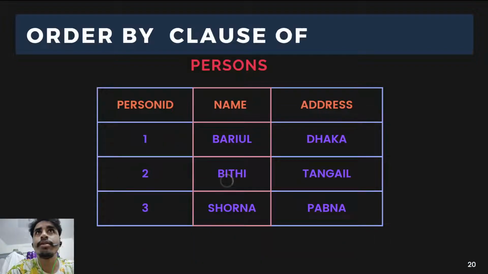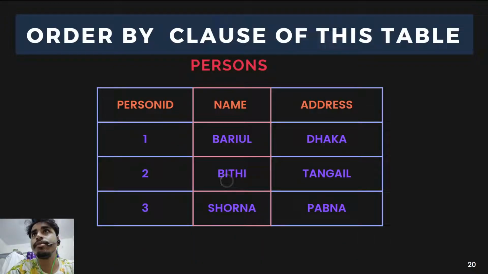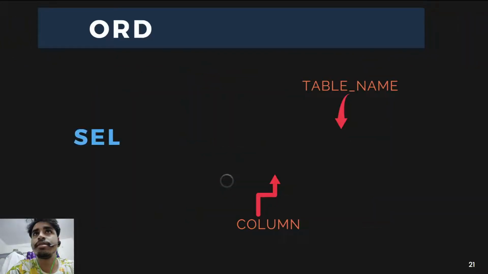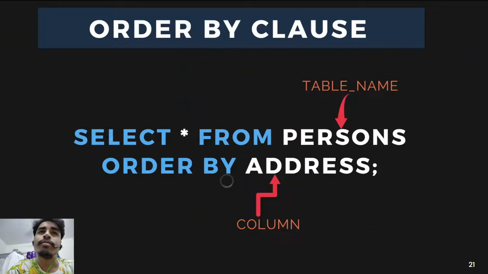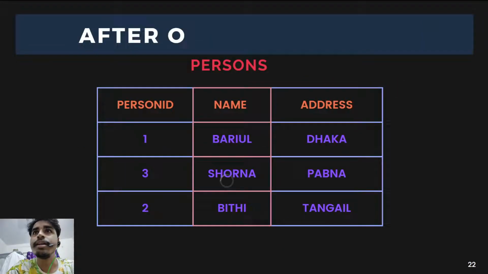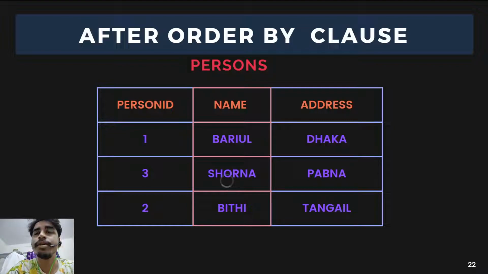Now let's see the order by clause of this table. If we order by address for this table, then the syntax will be this way. We are going to see the order by of address. Here is the table. We order by address alphabetically. Here we can see the alphabetical order of address.